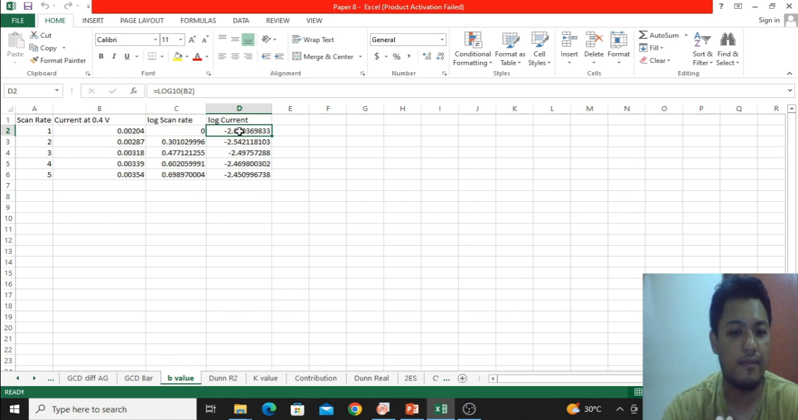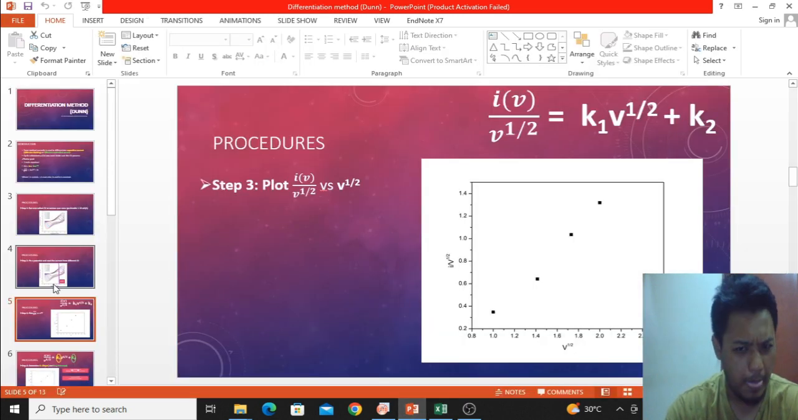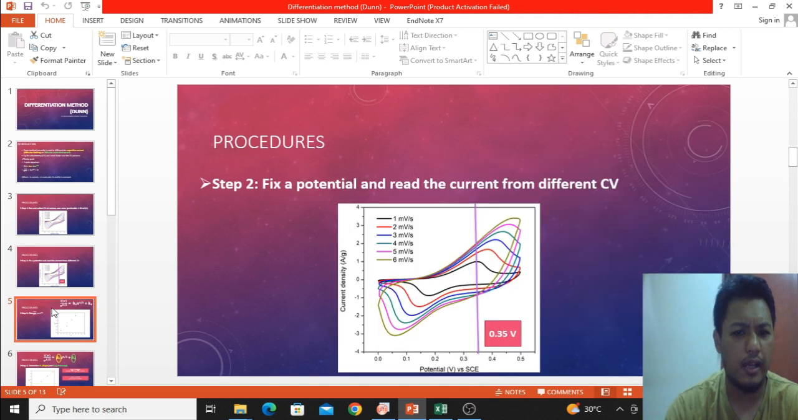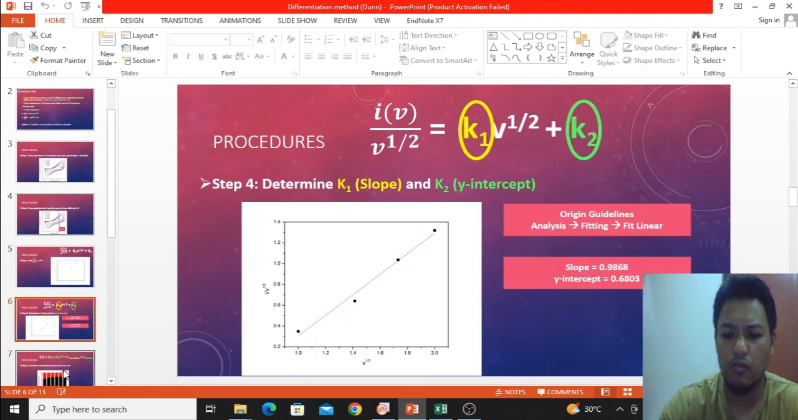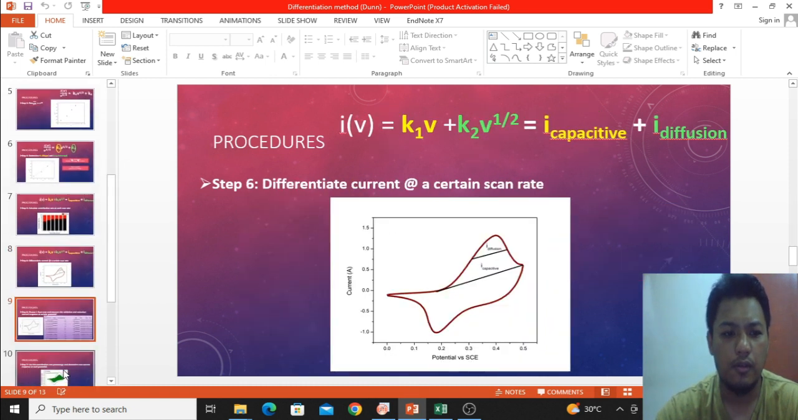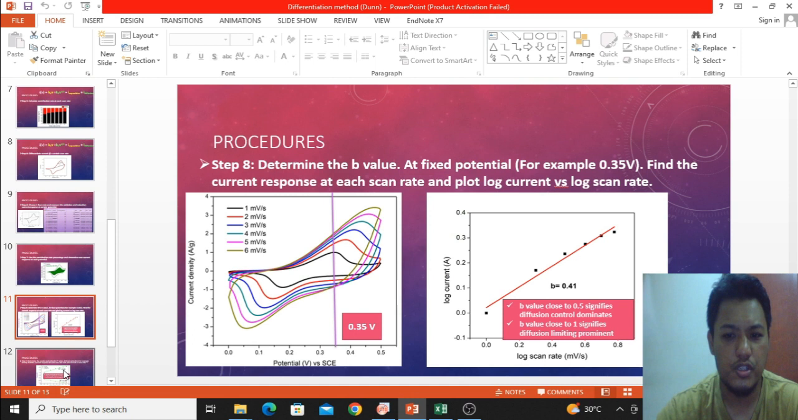Okay, this Excel sheet is important for you to get the B value. So I'm teaching you to get the B value first. From the presentation mode, you can see that the B value is towards the end of the slide. So let me show you. Okay, this is the B value. You want to obtain the B value first to signify whether your material is diffusion control dominant or diffusion limiting prominent, which one belongs to your sample.